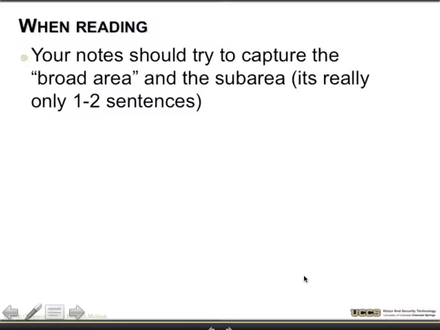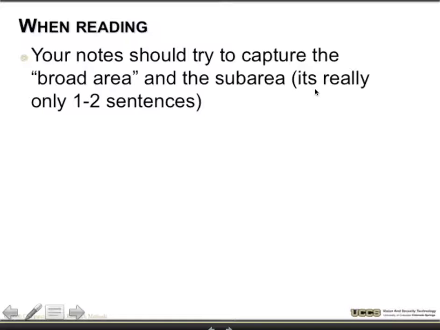So when you're reading, I recommend you try and capture the broad area and its sub area in some sort of terms for you. It's really only one or two sentences, but you'd be surprised how after you've gone through 20 or 30 papers, this quickly helps you put papers in context. And with that, you might use those broader areas and sub areas as notes when you put things into your bibliographic database, which I'll talk about in a little bit.